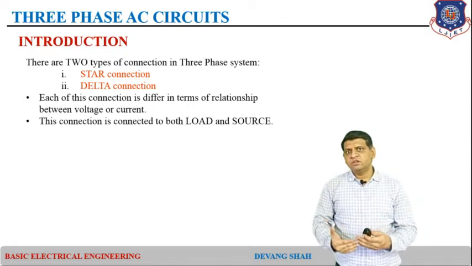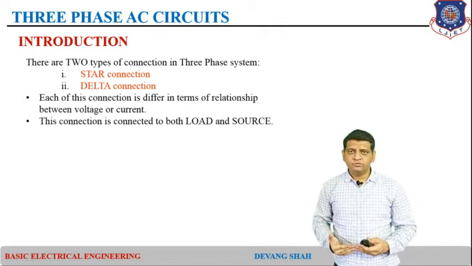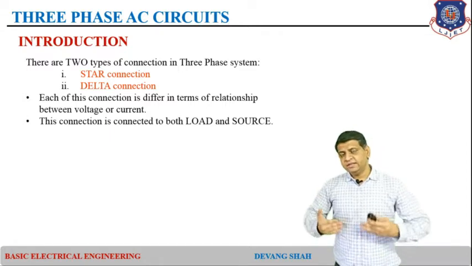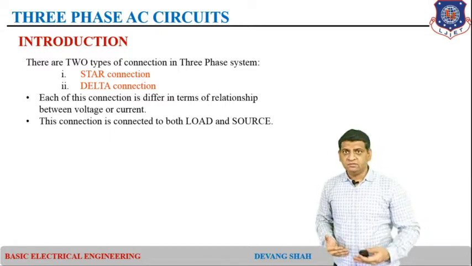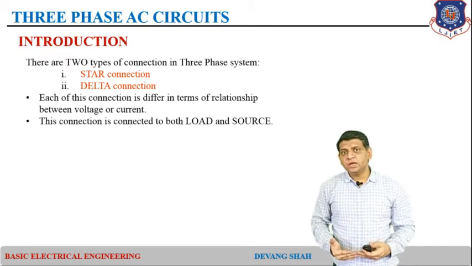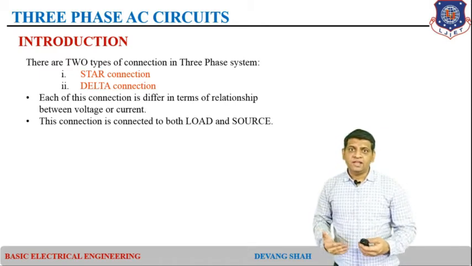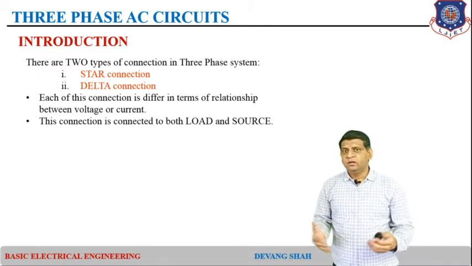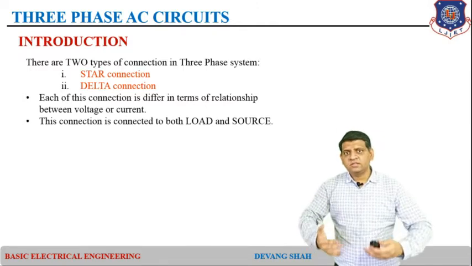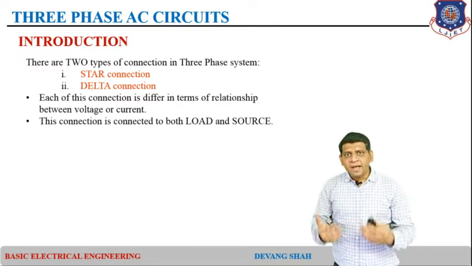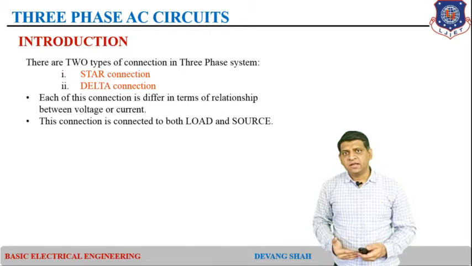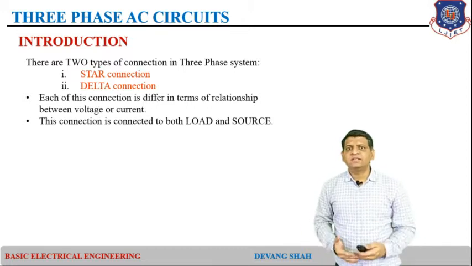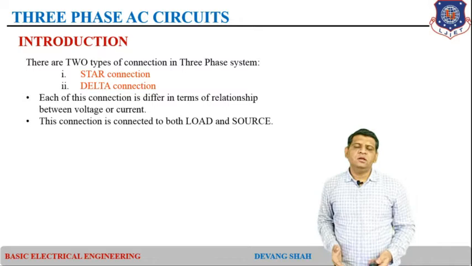If your generation is in a star connection of the three-phase AC signal, or in a delta connection, then your distribution at the load is also star or delta. Likewise, you need to understand this. We always have to design a balanced distributed electrical circuit where source and load are both in a star connection or both in a delta connection.